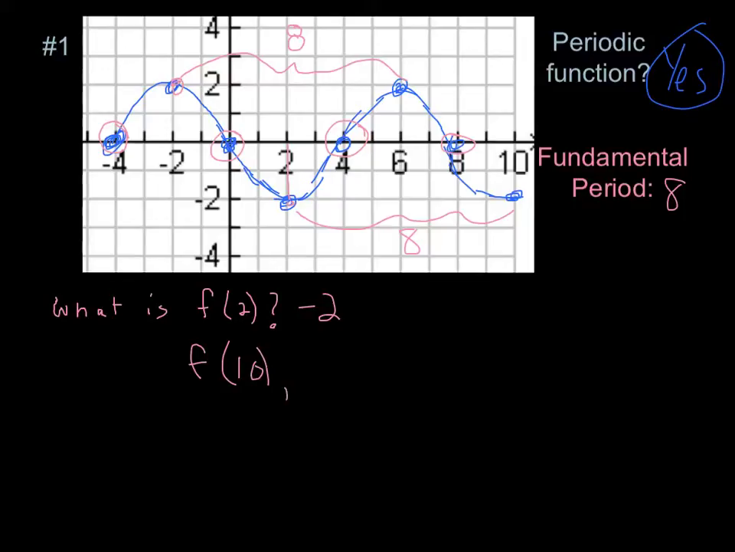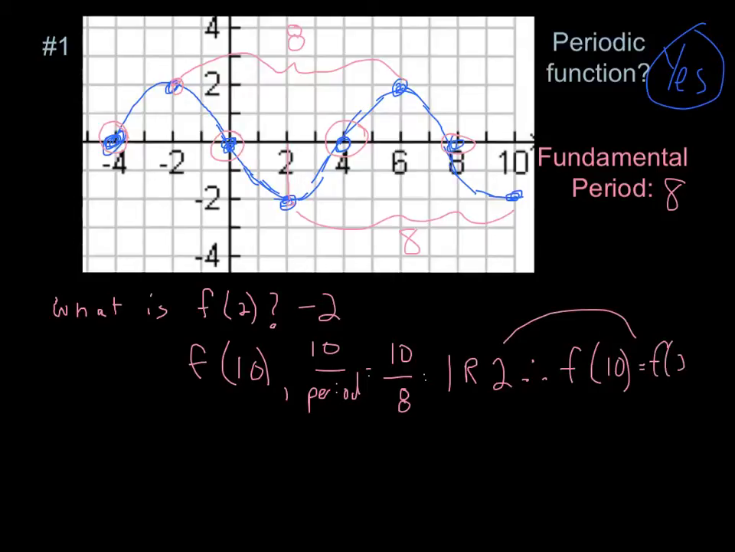What's f of 10? Well, what I want you to do is take the 10 and divide it by the period. And what was the period? How long to start and stop? 10 divided by 8 is 1 remainder 2. You know what that means? That means that f of 10 is the same as f of 2. It's kind of like the leftover. That means f of 10 must be -2. And is that the case? Yeah, we can confirm that from the picture.